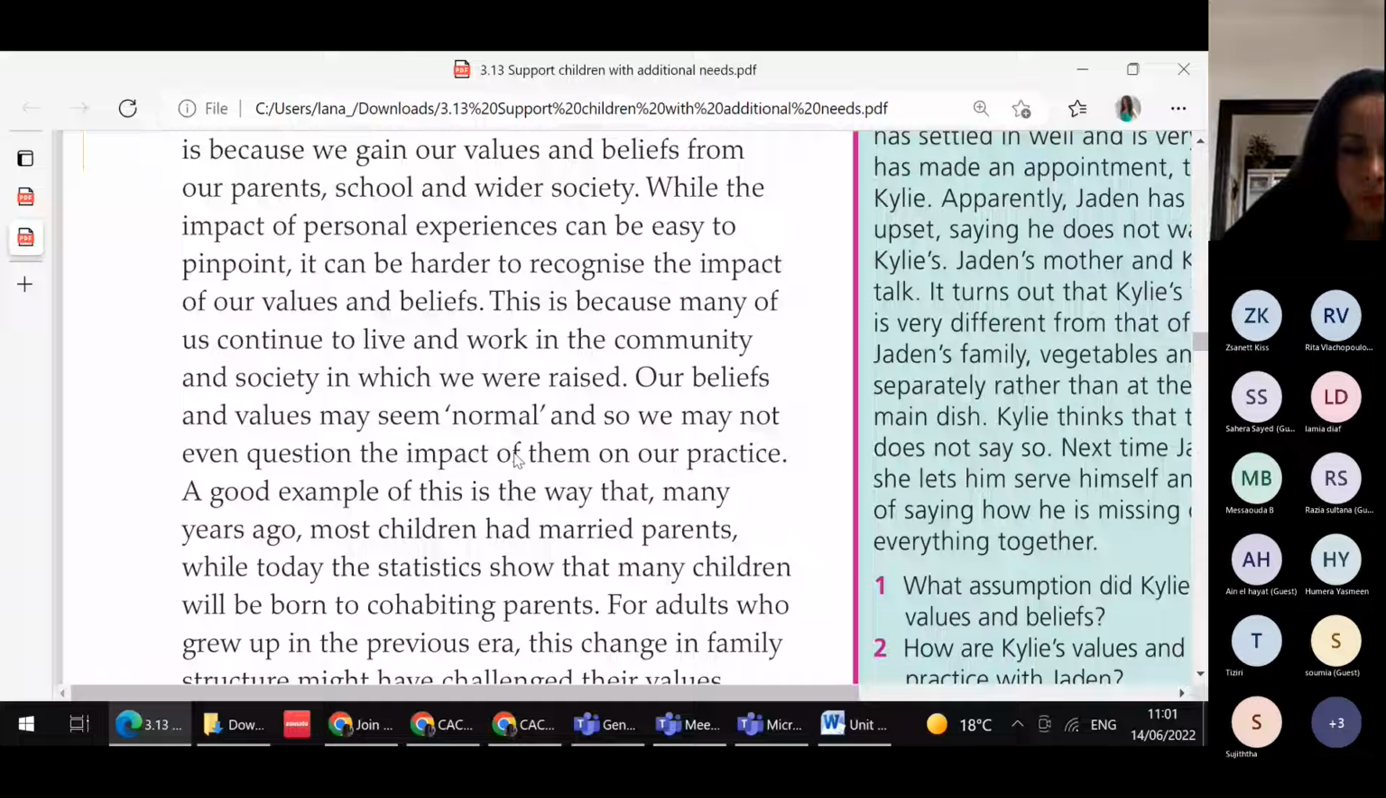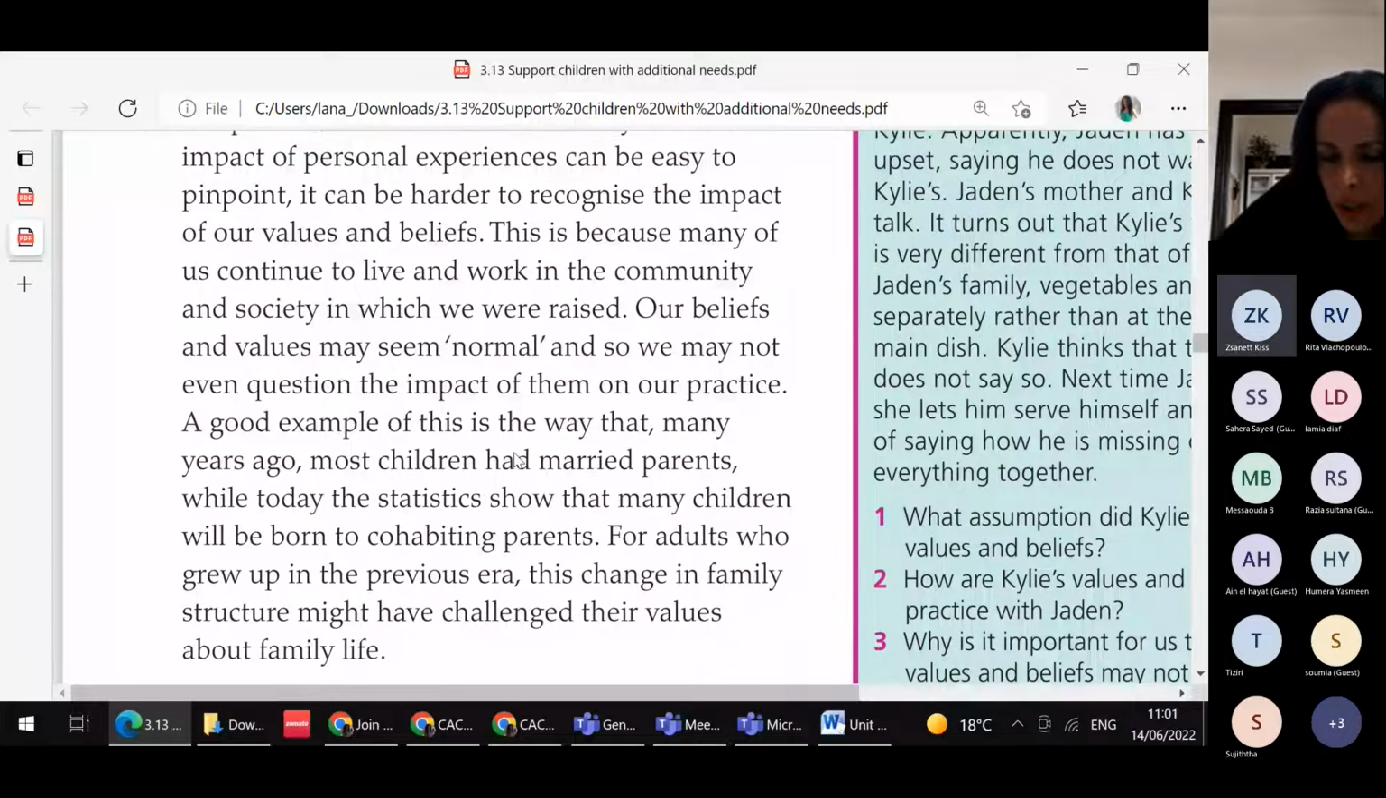So even sometimes we question the impact on our practice. Why has this happened? That's okay. That's normal. While for others, it's not normal. Yeah. So that's why our values will shape the way we deal with certain situations.